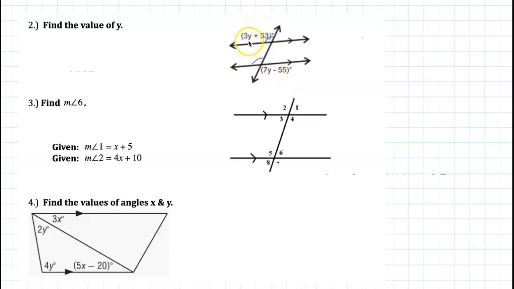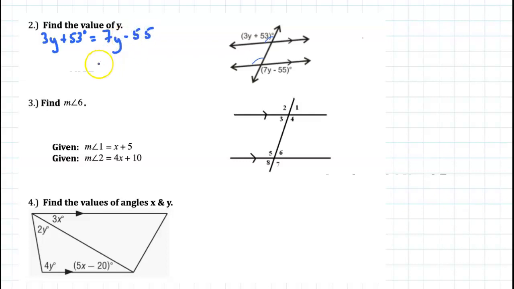They're also alternate exterior angles. So I can go straight from this angle to this angle. They're on alternating sides of the transversal and are exterior of the parallel lines. So those are congruent, and I can just set up an equation. Since they're equal, I can say that 3y plus 53 degrees is equal to 7y minus 55.